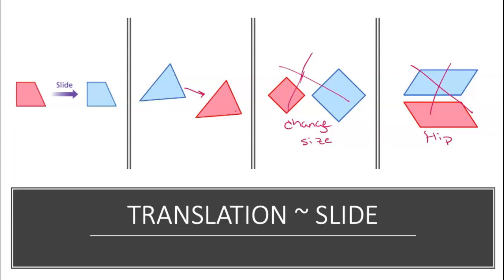Again, the triangle has to look exactly the same, or whatever figure you've been given, exactly the same. We're just sliding it over, and we can slide it in any direction, left to right, up and down. You can even do, if you needed to, you could go in a diagonal.